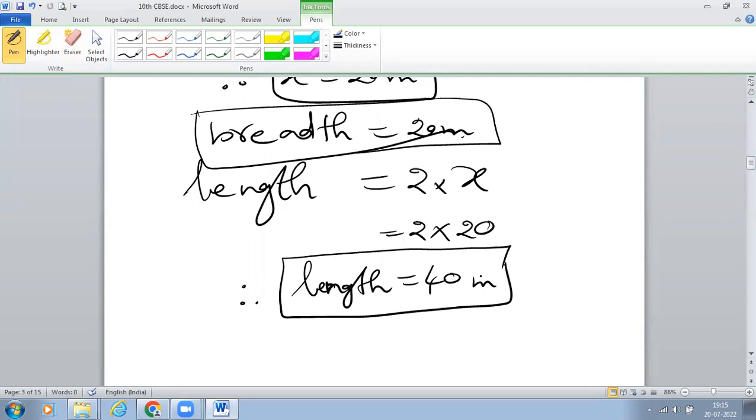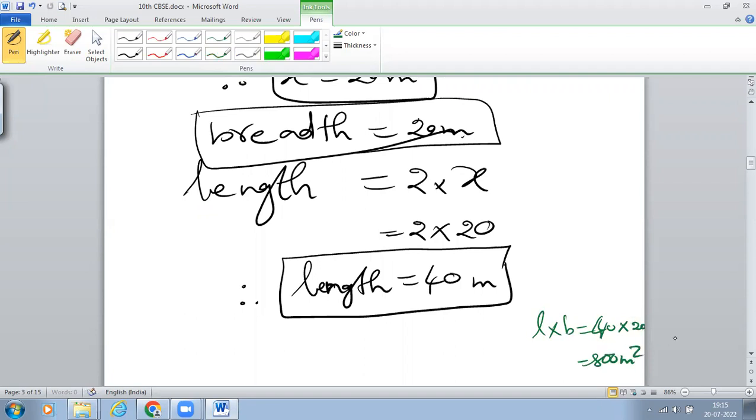Please write. So it is possible, because if the length is 40 meters and the breadth is 20 meters, then the area is length into breadth. What is 40 into 20? 800. So that is 800.